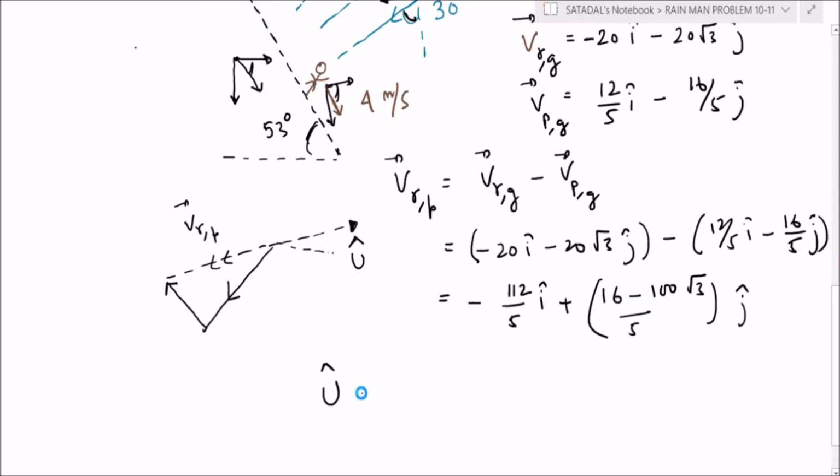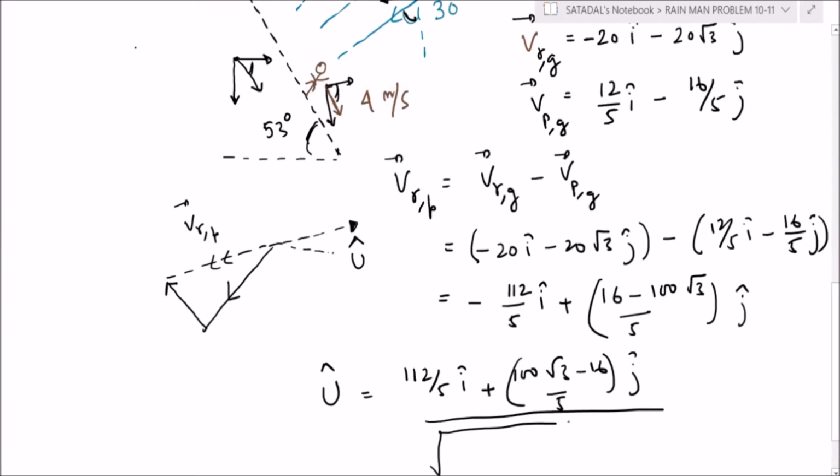So U cap will be 112 by 5 I cap, right? And this minus will be changed to plus direction. So you have to do 100 root 3 minus 16 by 5 j cap, divided by root under of 112 by 5 whole square plus 100 root 3 minus 16 by 5 whole square. That will be the answer.